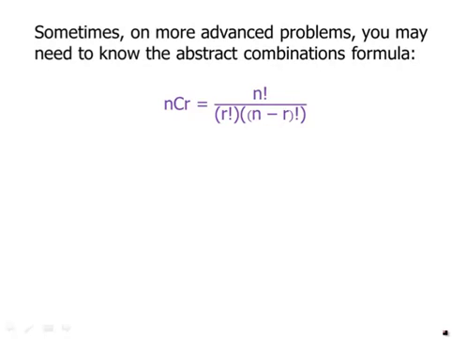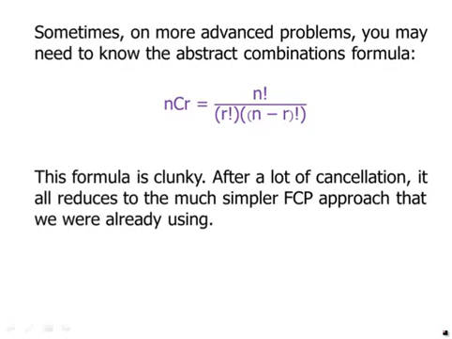Sometimes in the more advanced problems, you may need to know the abstract combinations formula. This is the abstract formula. And this formula is designed to have a massive amount of cancellation in it. But I will say the formula is clunky. After a lot of cancellation, all that reduces to the much simpler fundamental counting principle approach that we were already using. So this is one case in which if you're eager to memorize a formula, don't.